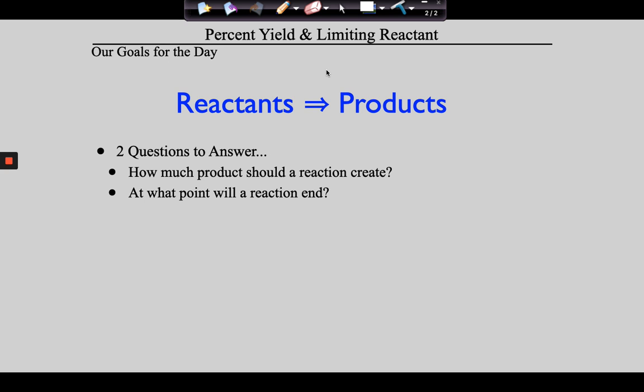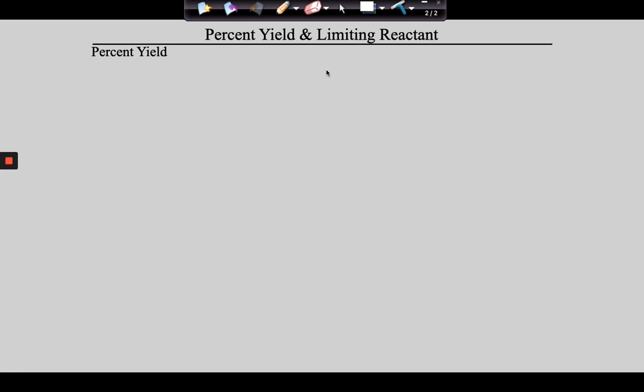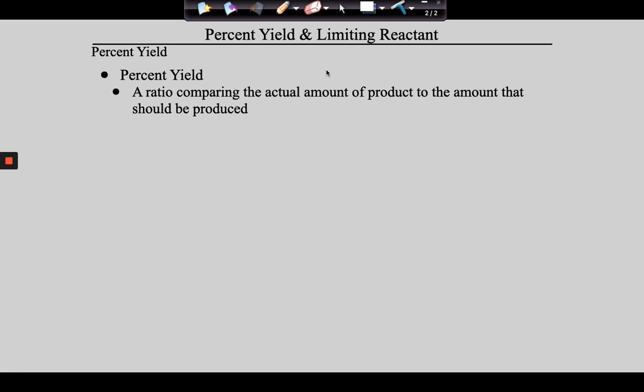Then the second question that we're going to ask is when will a reaction stop? And the answer to that is limiting reactant. So guys, these two concepts actually answer these two questions. How much product should you get, and when do reactions quit? So guys, let's get started by looking at question number one, and that's percent yield. I would encourage you to write down the definition. This is worth scratching down.